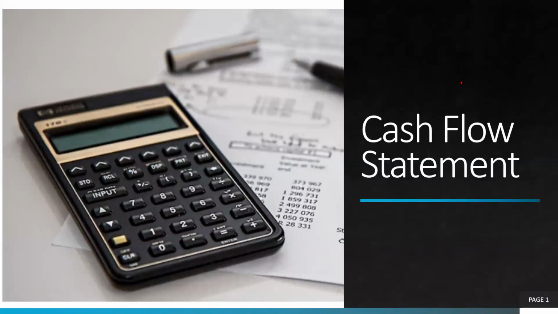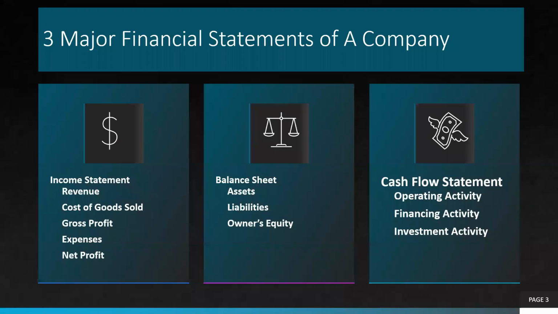Hello, everyone. In this lecture, we are going to discuss the cash flow statement. This is the final major financial statement that we will be covering, and you would be able to identify the cash flow statement because it has three sections: operating activity, financing activity, and investment activity.